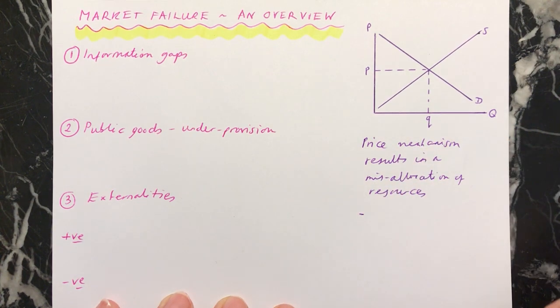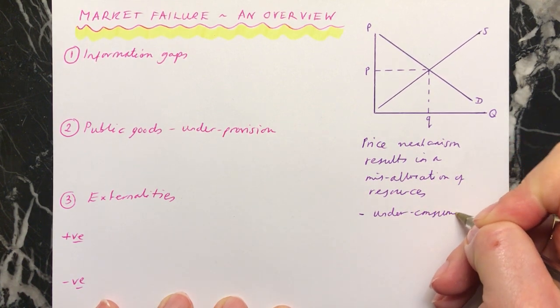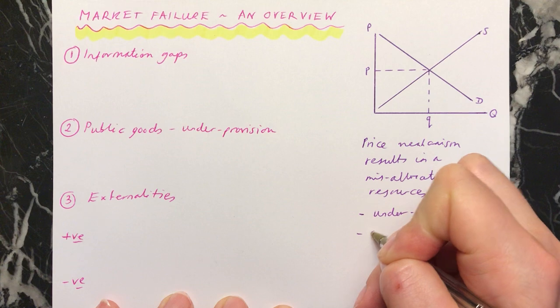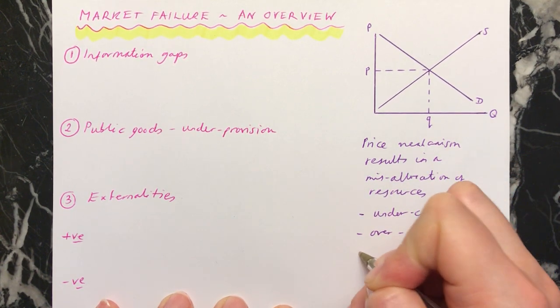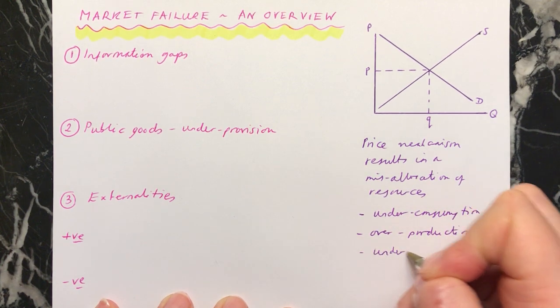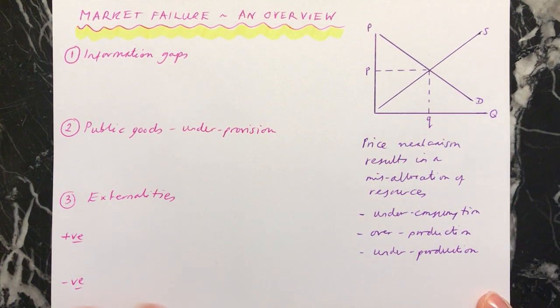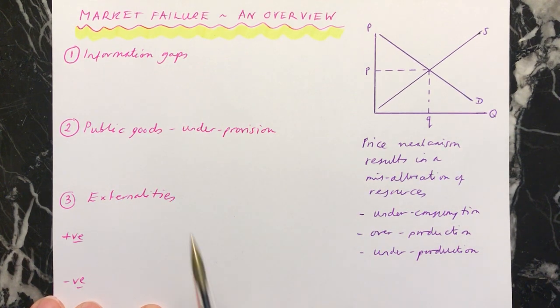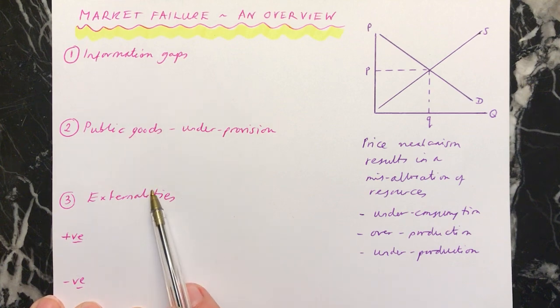So it's resulting in either under consumption, or overproduction, or it could also be that you have underproduction of something. So there are three main types of market failure that you need to learn: information gaps, under provision of public goods, and externalities. And there are two types of externality.